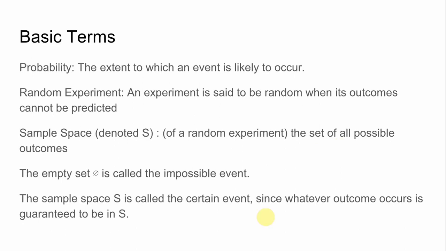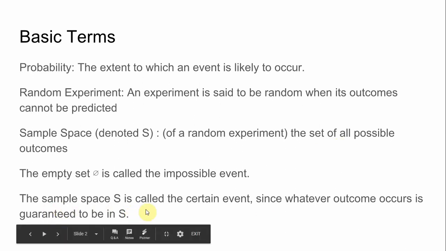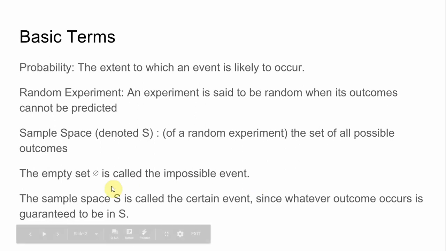The sample space S is called the certain event, since whatever outcome occurs, it's guaranteed to be in S. The empty set phi is called the impossible event. What is the probability that you will roll a number higher than 6 when you roll a die? That's right, 0. That's impossible.